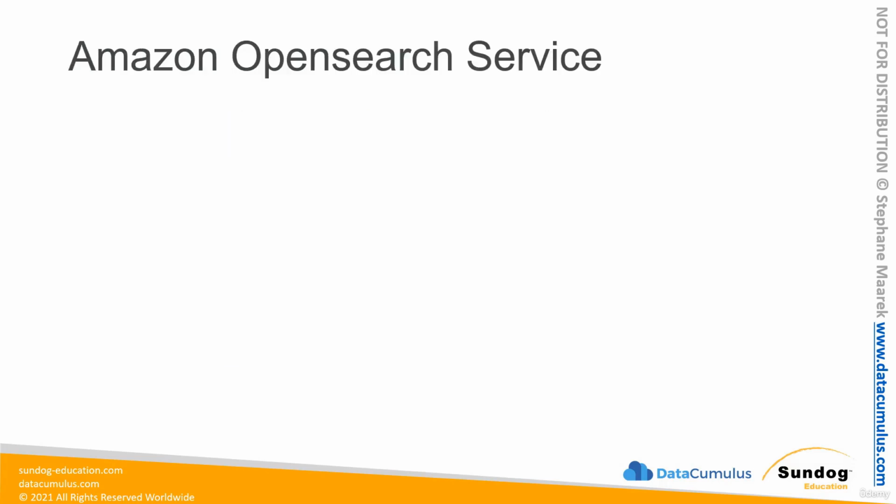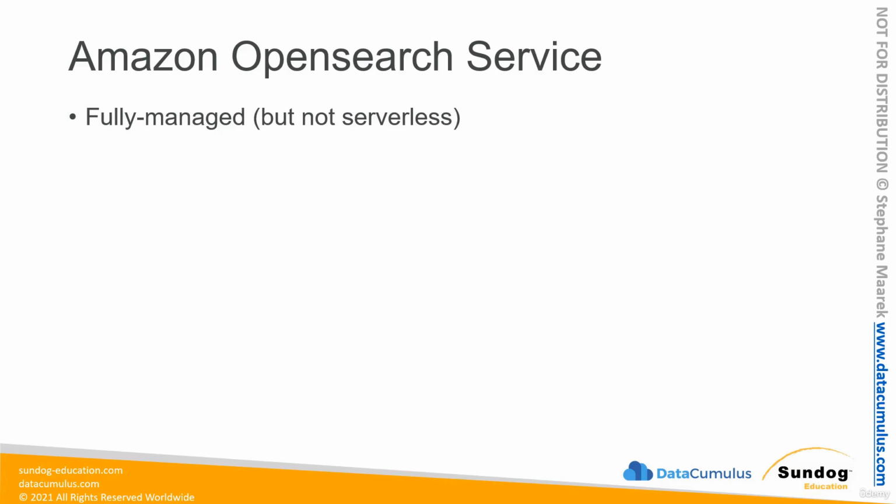Now, so far we've talked about what OpenSearch shares in common with Elasticsearch, their common fundamental architecture, but let's talk about what's specific to the Amazon OpenSearch Service. The Amazon OpenSearch Service is a fully managed service to make it easy to deploy, secure, and operate OpenSearch at scale with zero downtime.